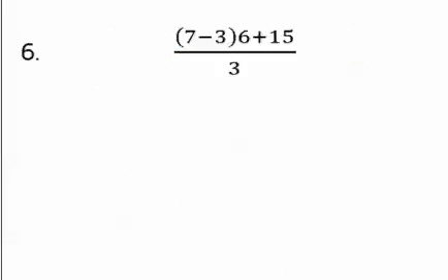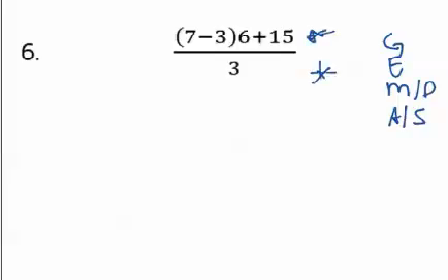All right, in our last problem, number 6, we have, in parentheses, 7 minus 3 times 6 plus 15 over 3. Now, when we have these fraction ones, it's usually recommended to simplify everything on the numerator first and everything on the denominator second, and then just divide the two. Okay, so we don't need to be jumping back and forth between the numerator and denominator.